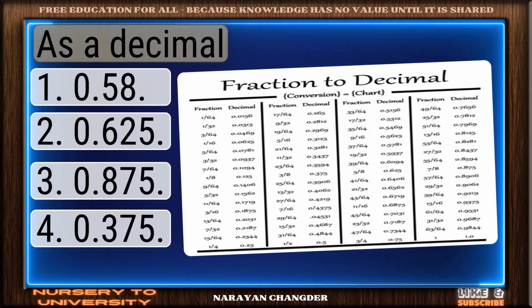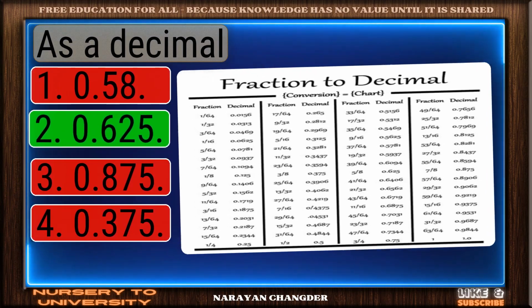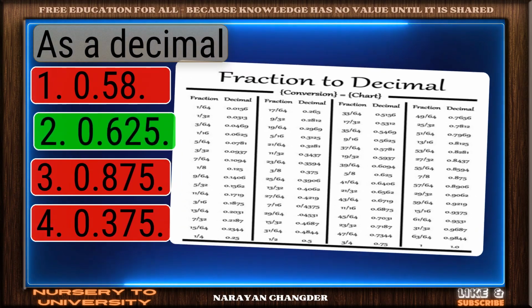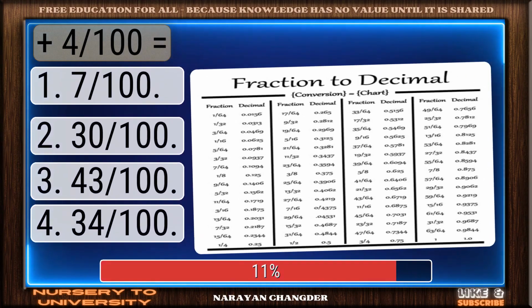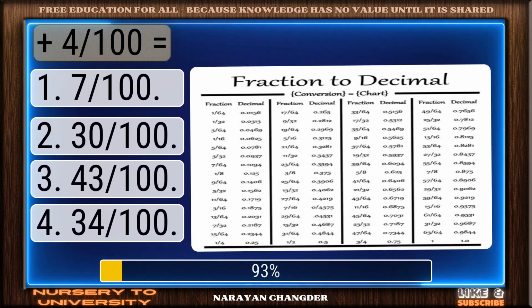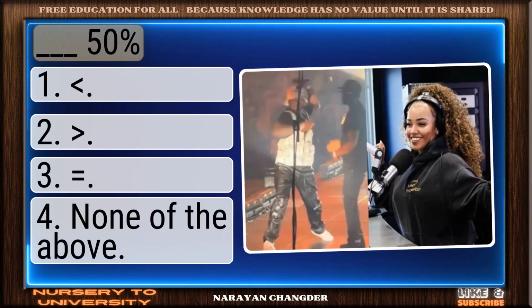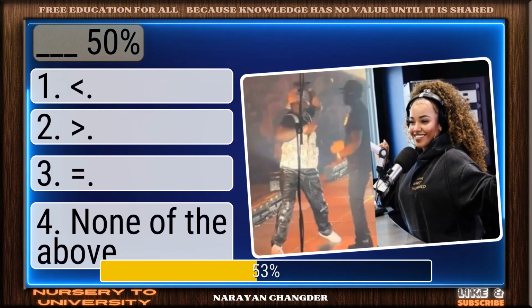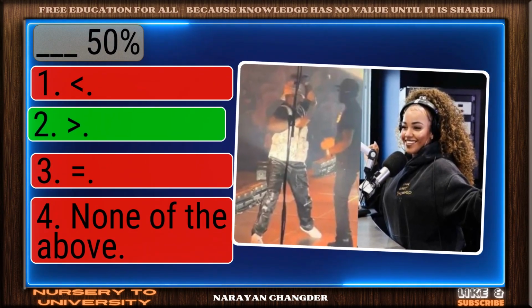Question number 103. As a decimal. You got it. Your choice 0.625 is right. Question number 1 and 4 plus 4 to 100 equal to? Nicely done. Fayford 100 is a solid answer. Question number 105-50%. Great thinking. Tour is the right choice.